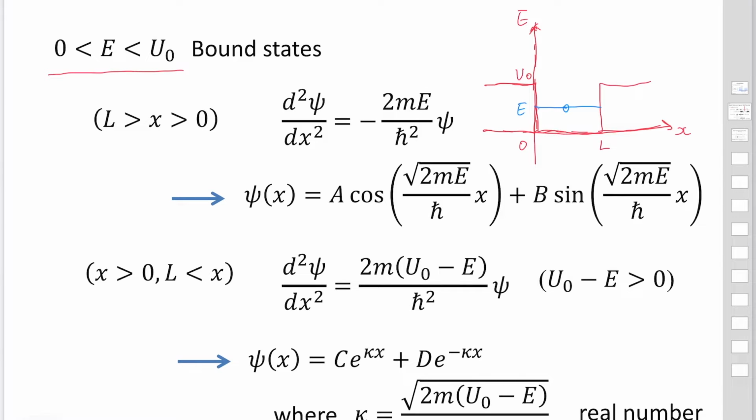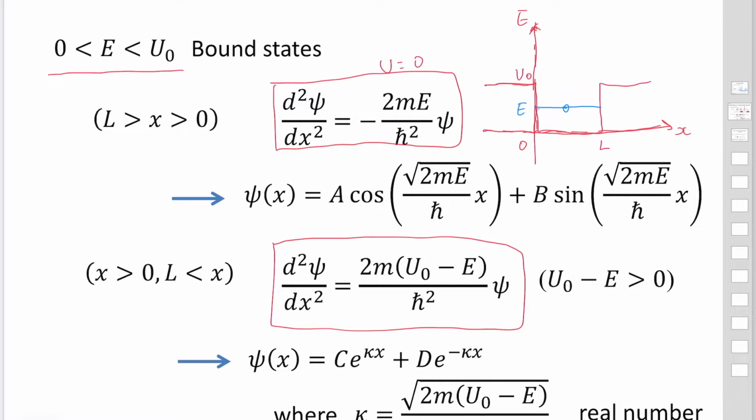Most of the time, the Schrödinger equation is expressed by this equation inside of the box because U equals 0. And outside of the box, the Schrödinger equation is this one. There is a big difference between these two equations. The proportional constant of the psi becomes negative inside, this is lower than 0. In the case of outside of the box, this becomes positive.